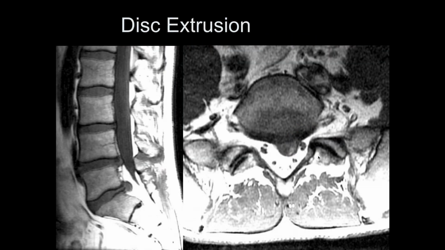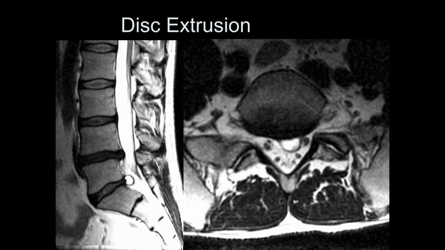Okay, and then here's just a nice focal disc extrusion. Notice at the L5-S1 level, sometimes you can have very large extrusions that don't really get close to the nerve roots. Now, one thing that you can see is that you can get disc extrusions where the signal intensity within the extrusion is very fluid-like, like this. Some people call these cystic extrusions.